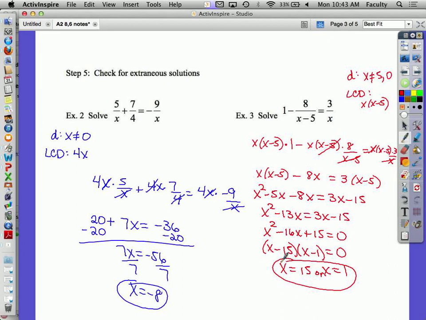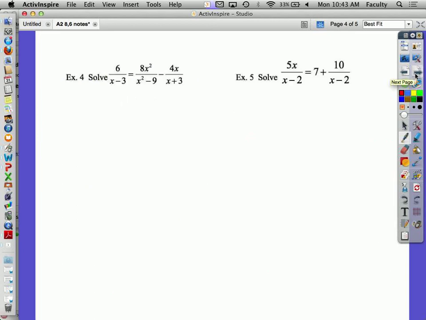All right, any questions on these first two? I personally prefer the LCD method, but I could do the multiplication in my head and cancel, and then it's not so bad. All right, let's try example 4, then I'll let you try the next one on your own.